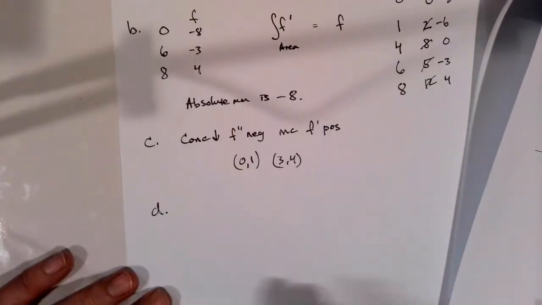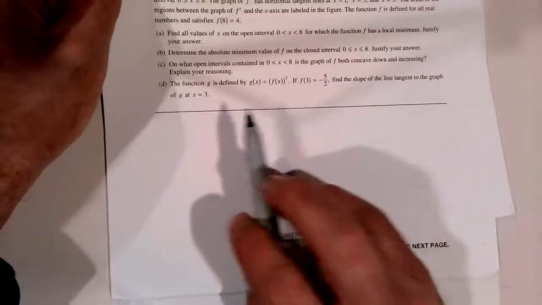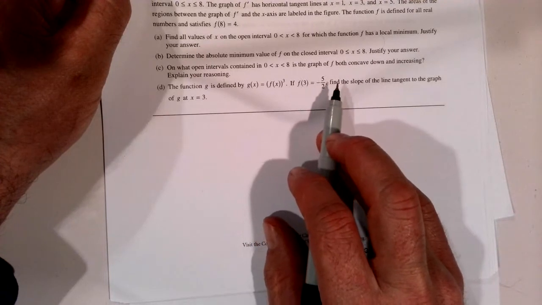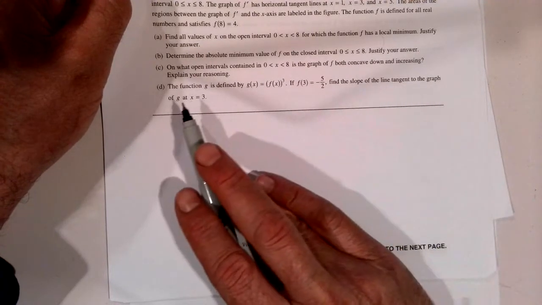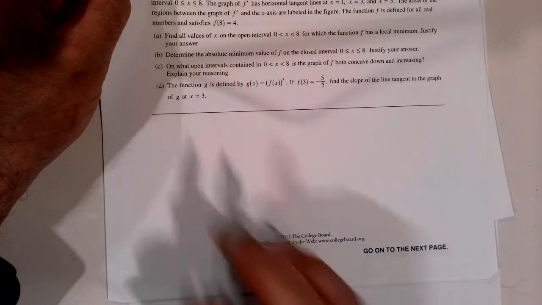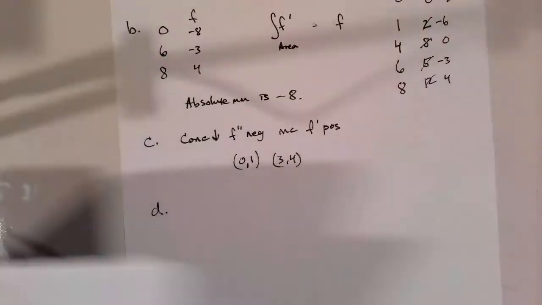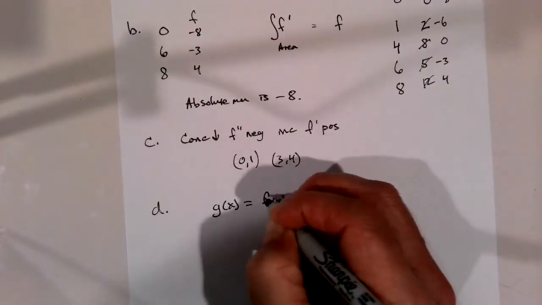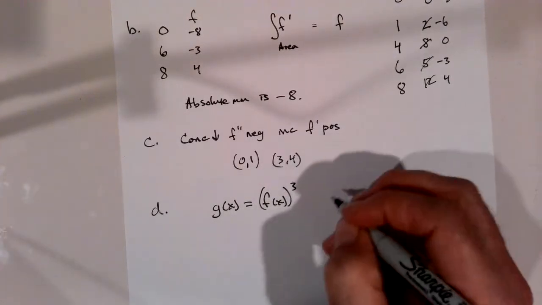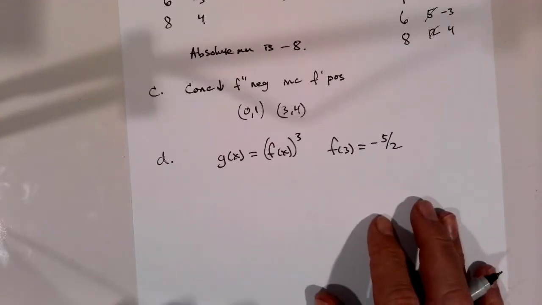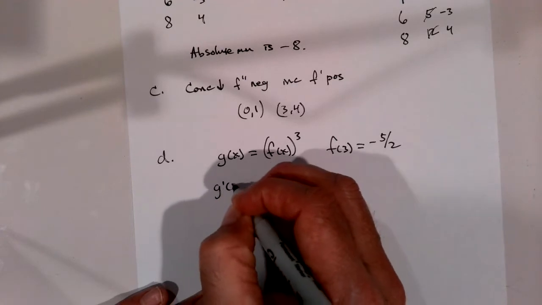And then finally, part D. Part D talks about the function defined by g of x. If f of 3 is negative 5 halves, find the slope of the line tangent to the graph of g at x equals 3. I'll write this down: g of x is equal to f of x, that quantity cubed. I know that f of 3 is equal to negative 5 over 2. So it wants to know the slope at 3, so I'm looking for g prime of 3.